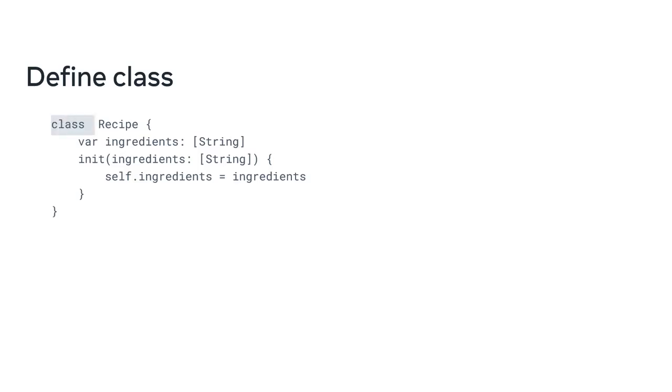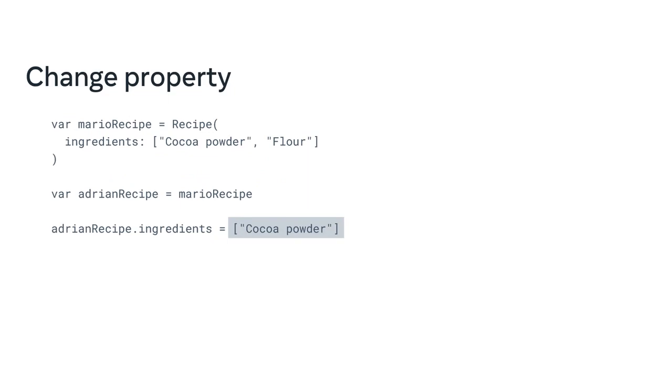Reference types, on the other hand, behave differently in a computer's memory. Instead of storing a copy when assigned to a variable, it stores its memory location like a memory reference. Next, let's review what happens when you use a reference type. Using the same recipe instance code example, let's replace the struct keyword with a class keyword. Now, updating Adrian recipe's ingredients also updates Mario recipe's. This is because the variables point to the same memory reference.